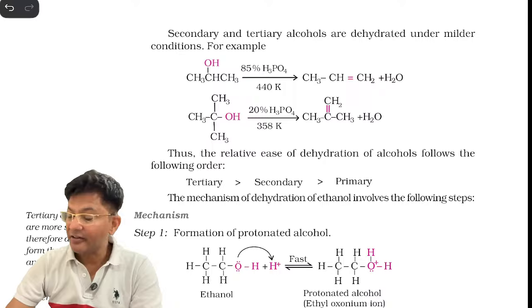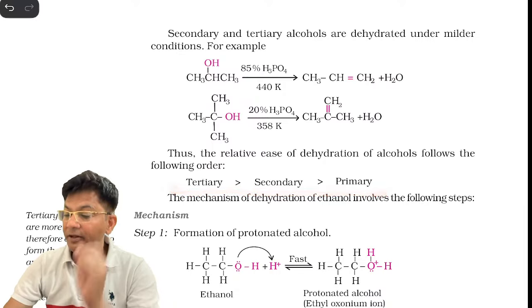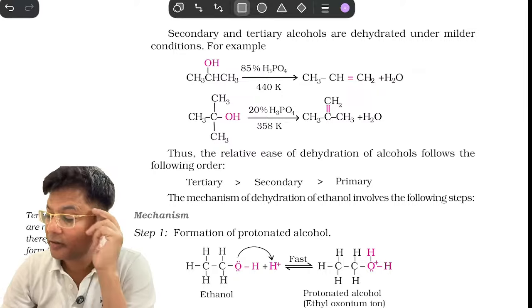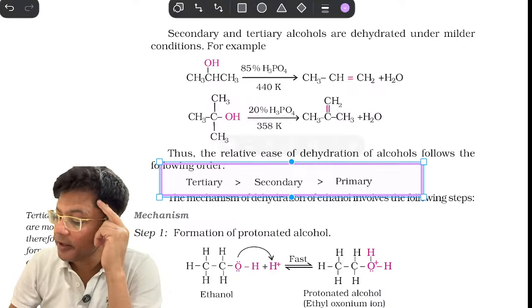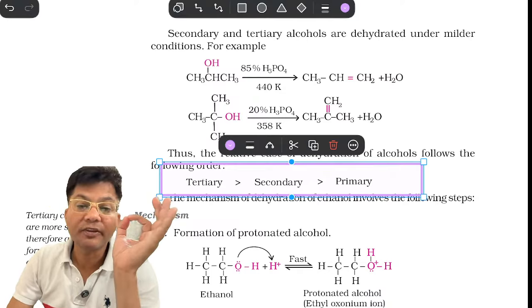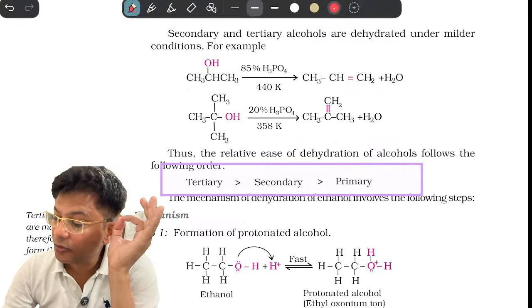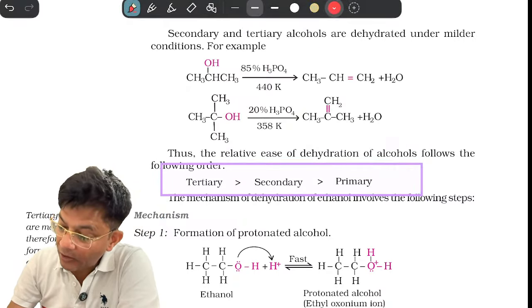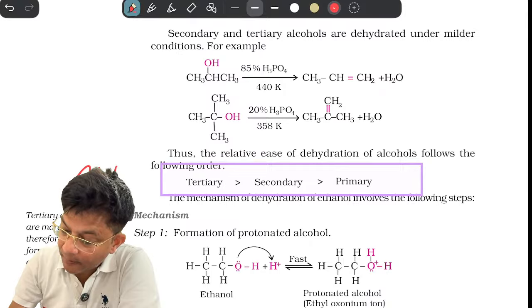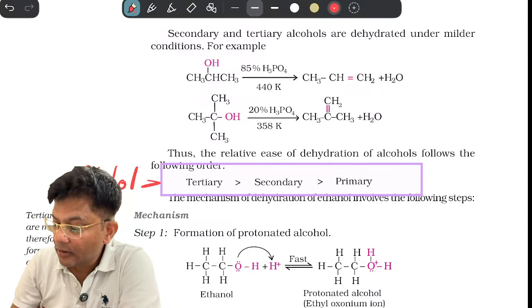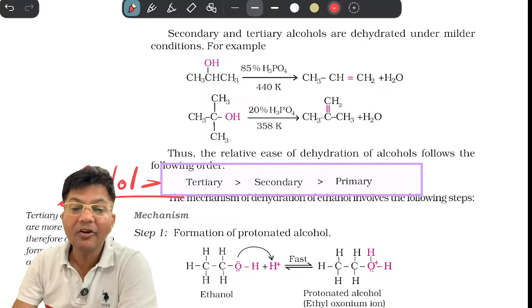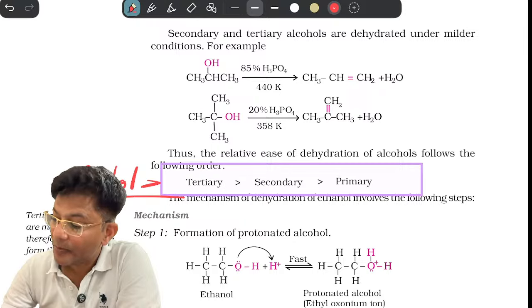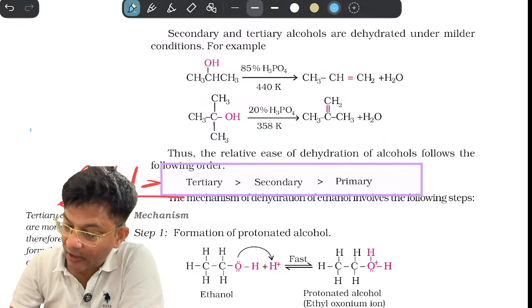relative ease of dehydration. They have written tertiary, secondary and primary. They should have mentioned one thing. What is missing over here? The missing part over here is that if you see aldol, it is going to lose water very easily. Aldol is on number 1. The best water loser is aldol. Aldol is a beta hydroxy carbonyl compound, beta hydroxy aldehyde or ketone.